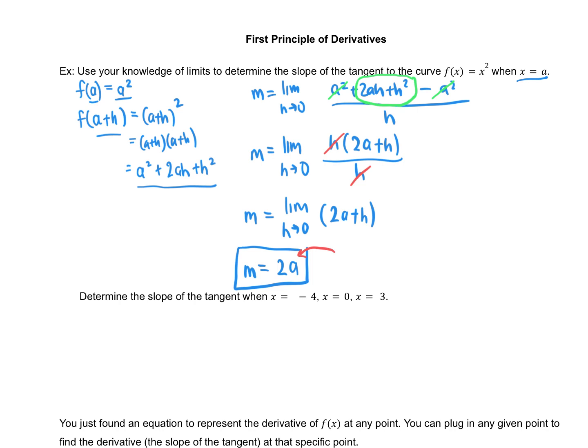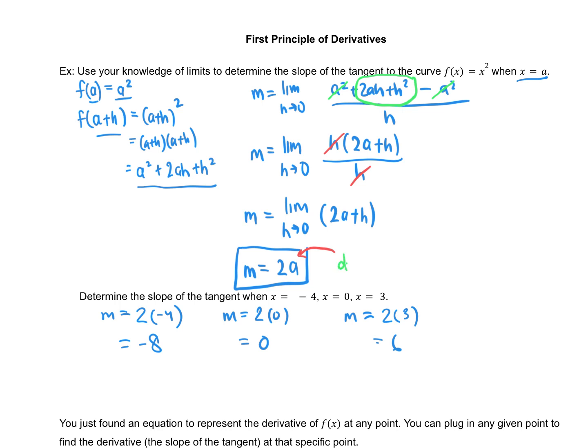Determine the slope of the tangent when x equals -4, 0, 3. Okay, well, instead of me doing the difference quotient 3 times, I'm going to use this general slope. So 2 times -4. The slope when x is -4 is -8. The slope when x is 0 for the tangent line is 0. The slope when x is 3 is 6 for the tangent line. So this is very nice because I'm cutting down on time because I'm not doing the difference quotient 3 separate times. I do it once and then I can plug in whatever value I want in.